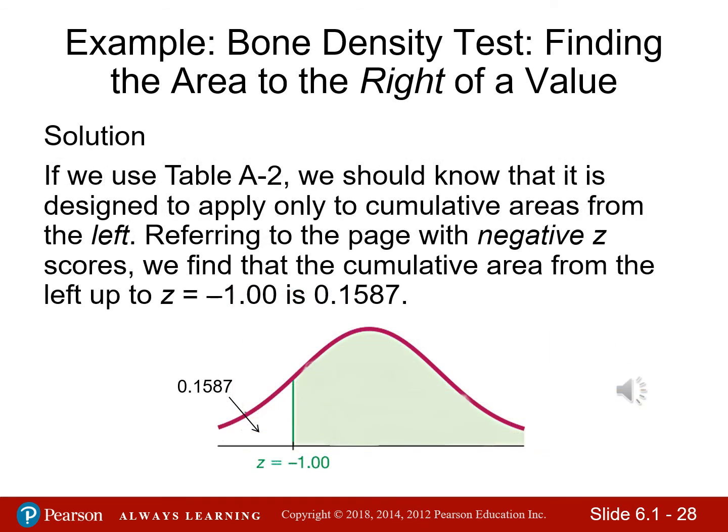If we use table A2, we need to be aware that it is designed to apply only to cumulative areas from the left up to the z-score value. So referring to the page with the negative z-scores, we find that the cumulative area from the left up to z equals negative 1 is equal to 0.1587. In this graph, that is the white area under our curve, but what we are interested in is the green shaded area under our curve.